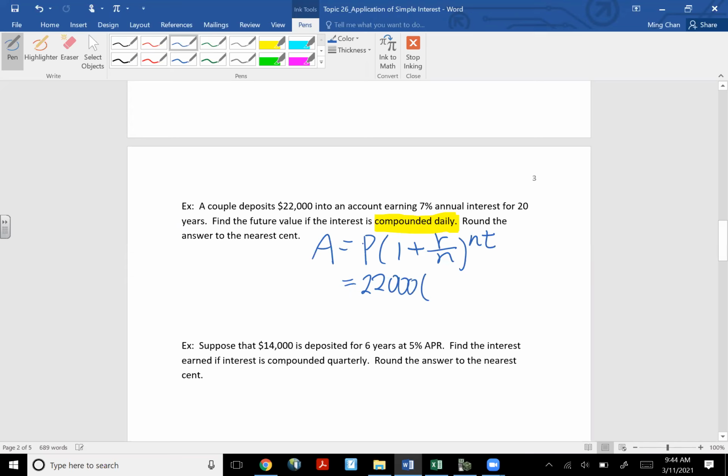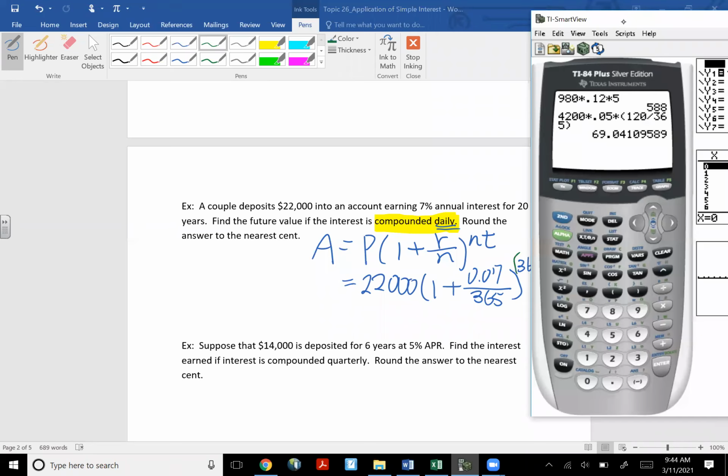So we'll take the $22,000 times 1 plus r, which is 0.07, divided by n, which is 365 for daily, raised to the n times t power. So that'll be 365 times 20. In a calculator, what I want the calculator to do is do the exponent for me, so I'm going to put in extra parentheses.